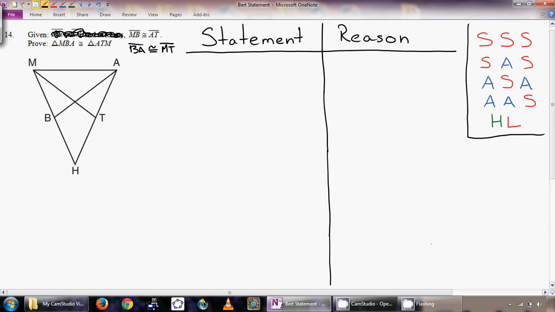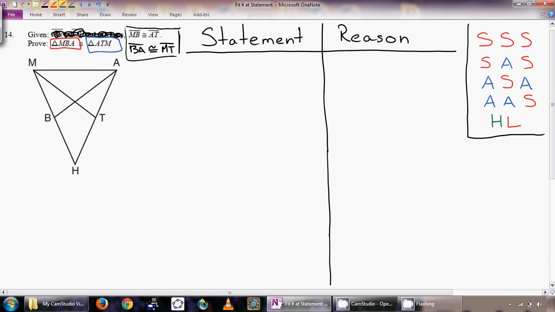Okay, problem number 14. First, let me start off by saying I made a typo originally, so I corrected it here. Okay, these are your givens, and we're trying to show that these two triangles are congruent. Now, this diagram is quite confusing. I see a significant amount of triangles. Over 6, probably 7 or so.